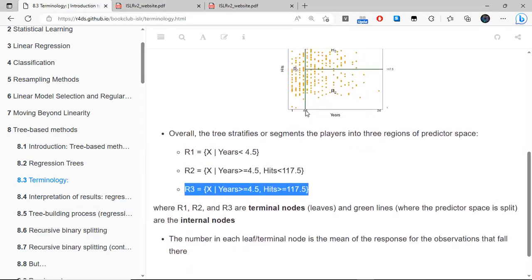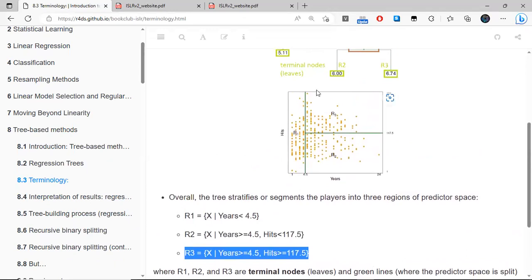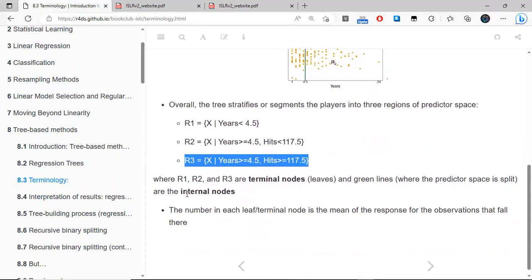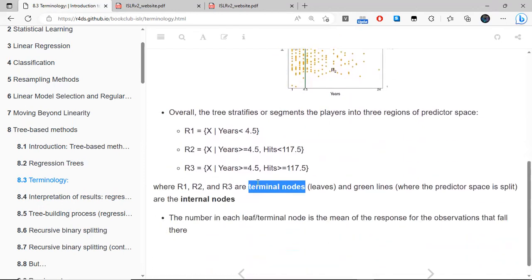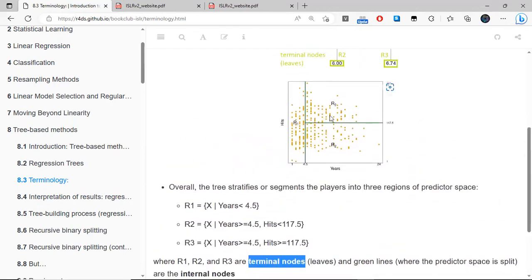And these points, well, in this case, they say the green lines that perform the splitting of the regions, well, they are called the internal nodes. However, I will still call them regions because that's what they are, these terminal nodes. They are simply boxes.